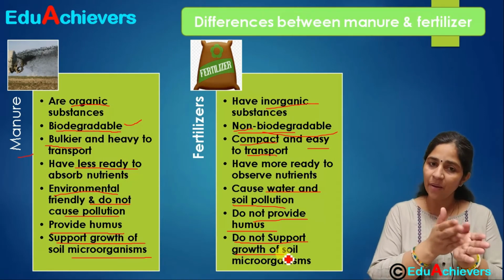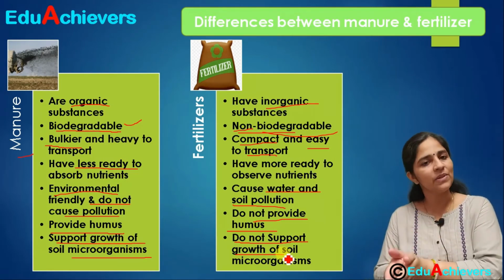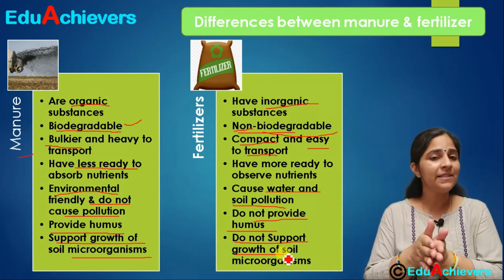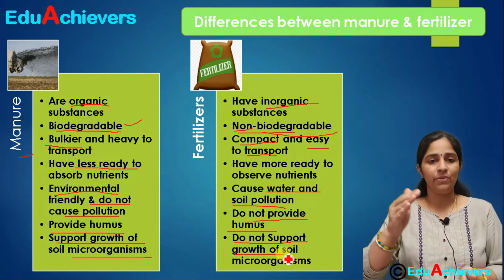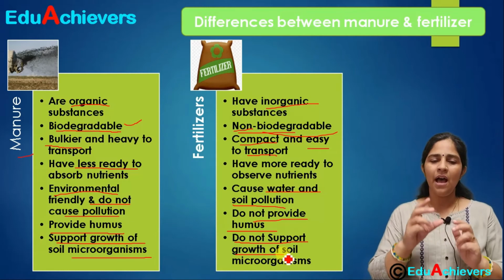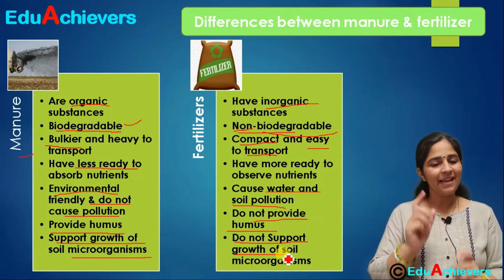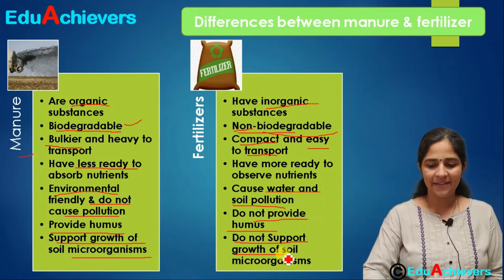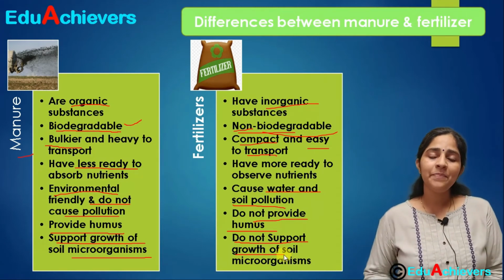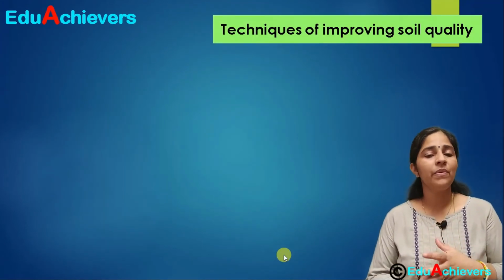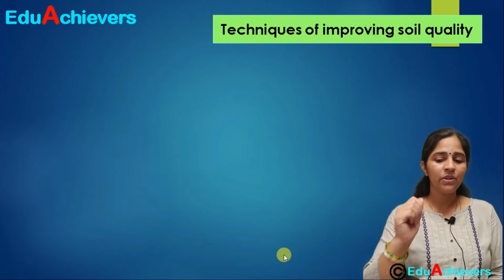So what do we have to do? We have to use a combination of manure as well as fertilizers. And secondly, fertilizers should not be used in large amounts. Correct? They should be used in a moderate amount. That is the thing we have to take care of. Fine? Moving on further, there are several other techniques of improving soil quality. What are those techniques?